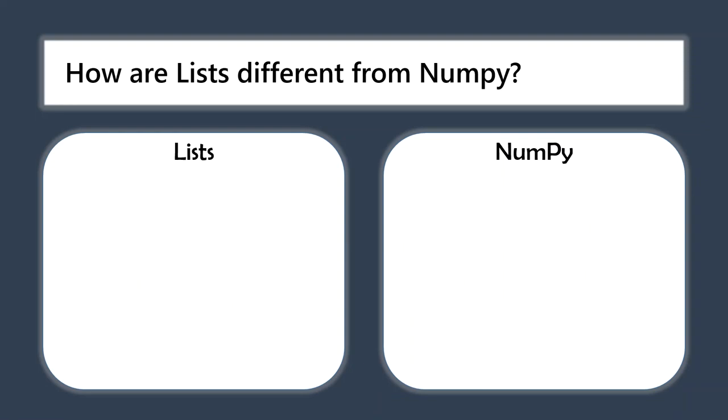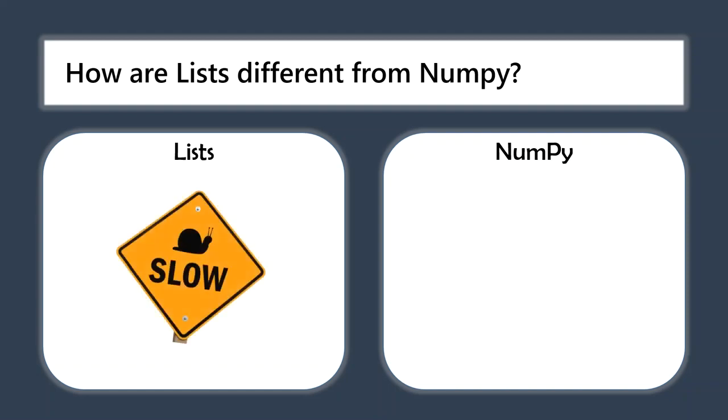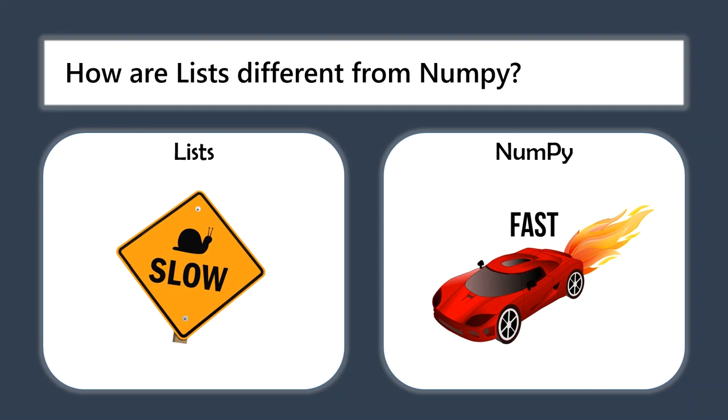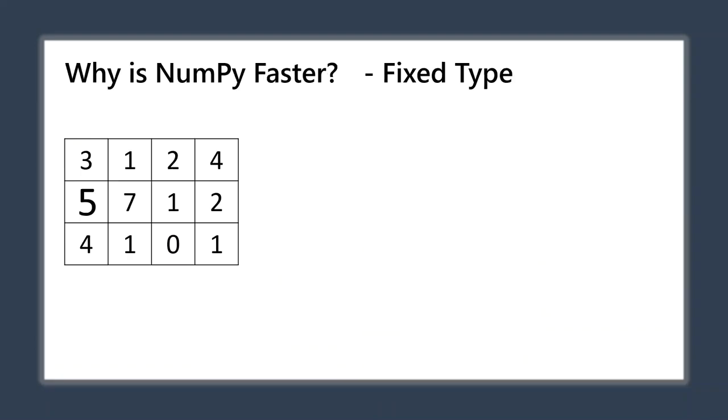So the main difference comes from the speed. Lists are very slow. Meanwhile, NumPy is very fast. And so why are lists slow and NumPy fast? Well, one reason is because NumPy uses fixed types.